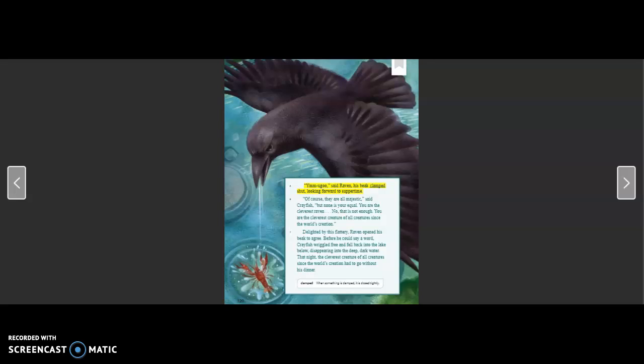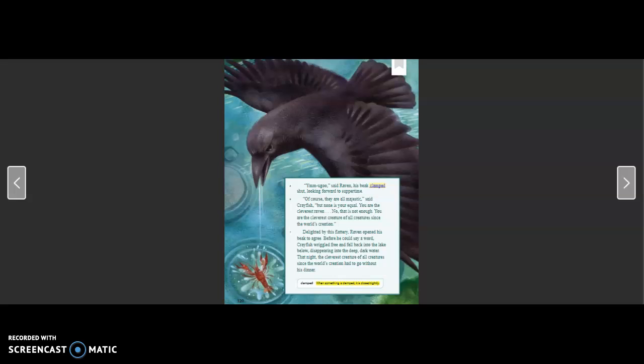"Agoo," said Raven, his beak clamped shut, looking forward to supper time. "Of course, they are all majestic," said Crayfish, "but none is your equal. You are the cleverest raven. No, that is not enough. You are the cleverest creature of all creatures since the world's creation." Delighted by this flattery, Raven opened his beak to agree. Before he could say a word, Crayfish wriggled free and fell back into the lake below, disappearing into the deep, dark water. That night, the cleverest creature of all creatures since the world's creation had to go without his dinner.